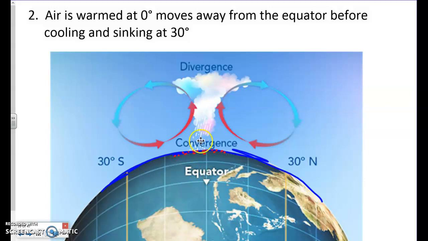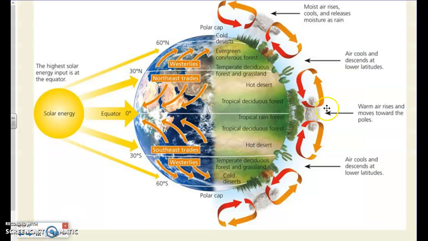Now this is really cool because these large convection currents, as we call them, Hadley cells, actually occur in a couple different regions. So here we have the 0 to 30 at the equator. We can also see it from 30 to 60 on both sides, and then from 60 to 90 at the poles. Okay, now the other thing you notice here, you see water, but you also notice these cacti.